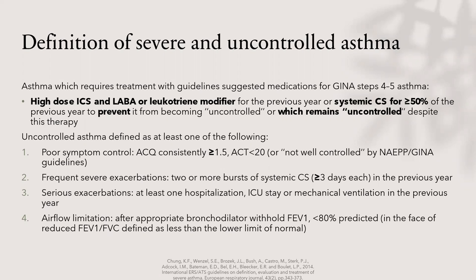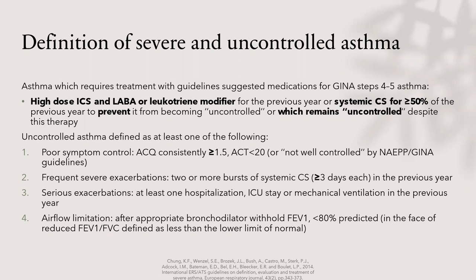Or very simply, if they have severe exacerbations, more than 3 days each in the previous year requiring systemic corticosteroids, if they have 1 hospitalization, an ICU stay, or mechanical ventilation, or they have an airflow limitation with an FEV1 less than 80% predicted after bronchodilator therapy, those are the patients where you would define them as having uncontrolled asthma despite the therapies that you've given them.